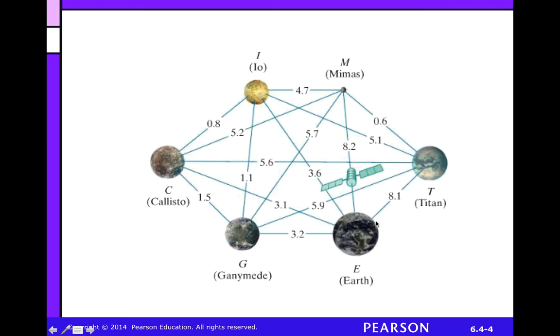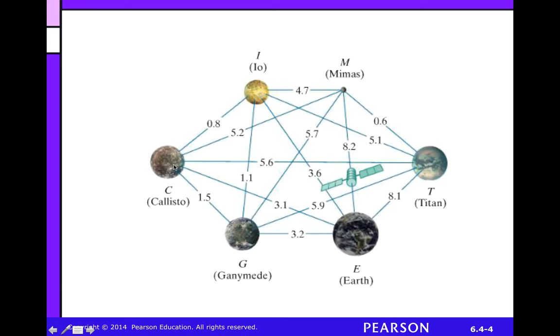Going to T is 8.1, to M is 8.2, G is 3.2, etc. So let's go to Callisto first. Now when we're at Callisto, notice that the cheapest edge from Callisto is back to Earth, right? That 1 point, sorry, I got confused by this 1.1. What I just said was not true.